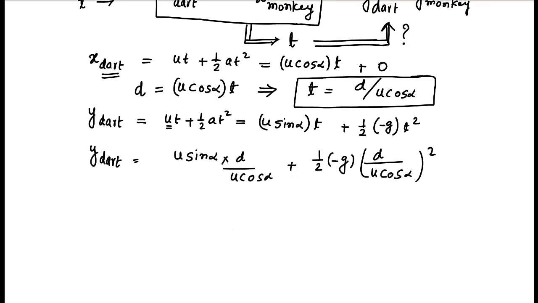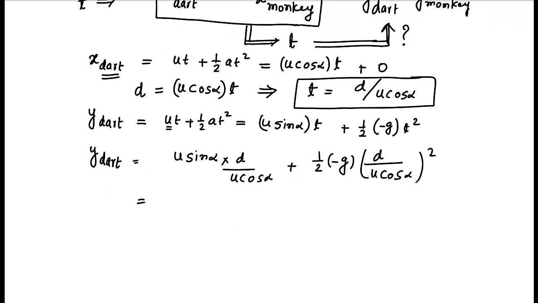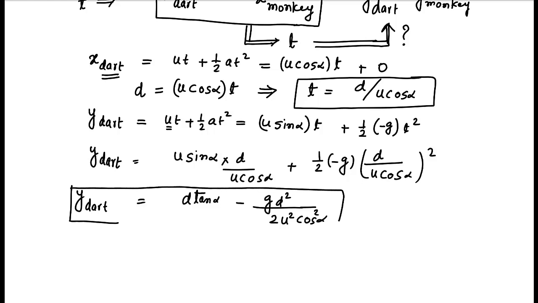So if you simplify this, this will be simply d tan alpha, and this is negative g d square divided by 2 u square cos square alpha. So this is the y-coordinate of dart, since I know the time because I have equated the x-coordinate. Now I will calculate y-coordinate of monkey.